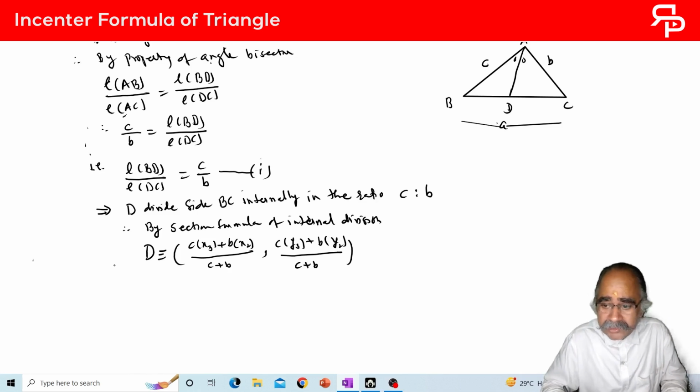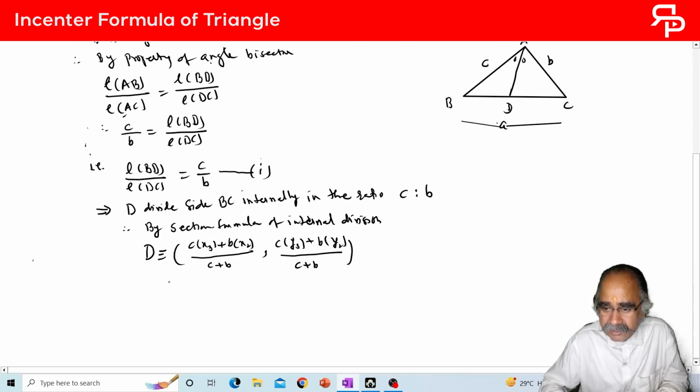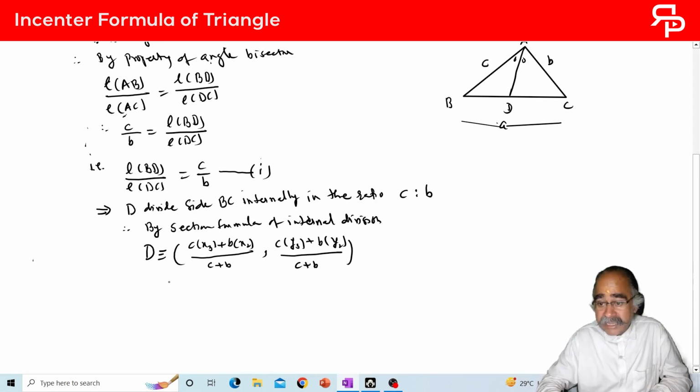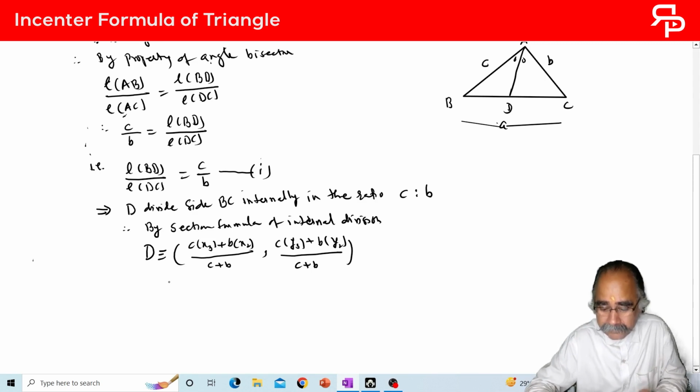Now we'll go to the ratio in which I divides AD. For that we have to select the second angle bisector, which is BI. When you take BI, the triangle will be ABD.